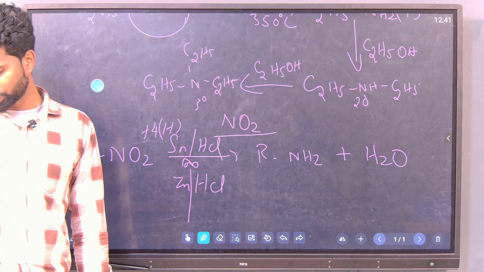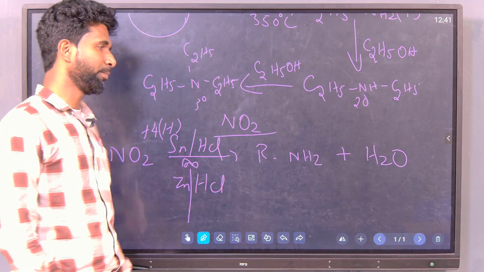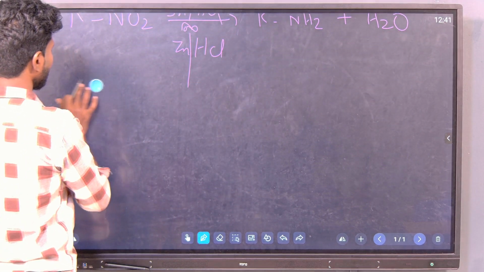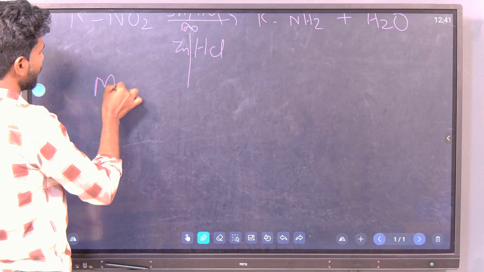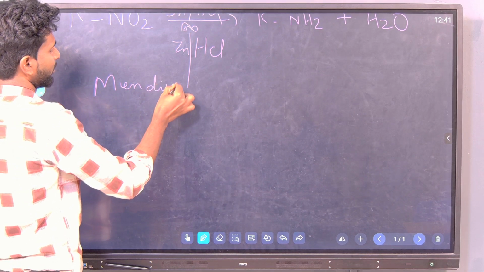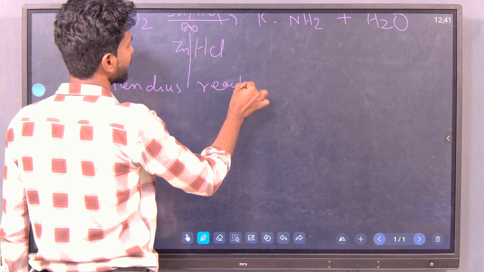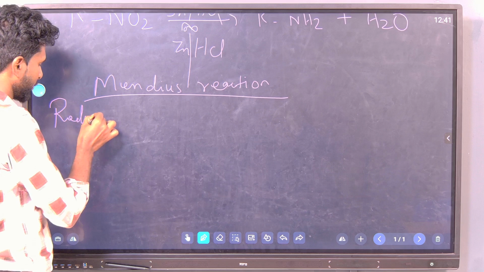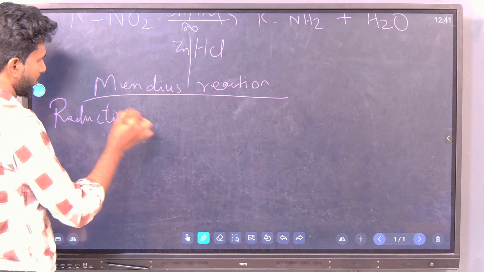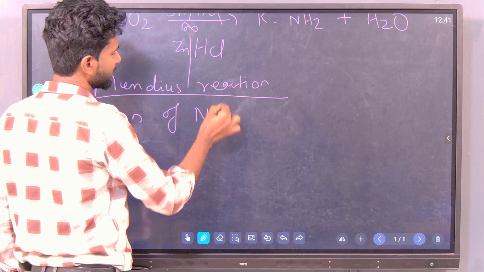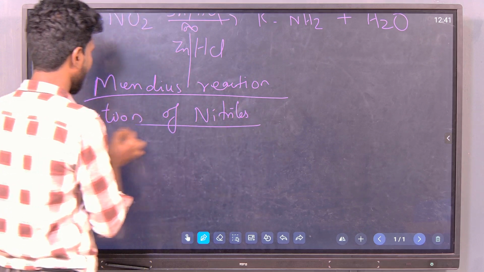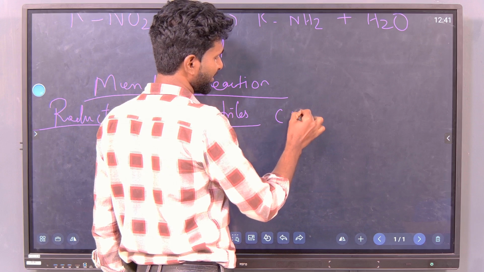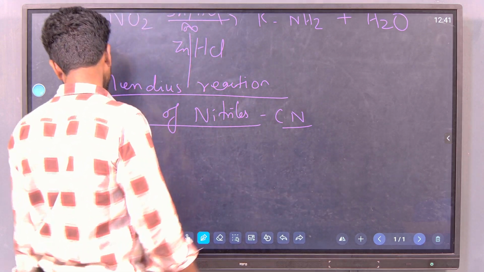Then the Mendius reaction, that is reduction of nitriles. What is a nitrile? In organic chemistry, the CN group makes it a nitrile compound. So, reduction of a nitrile compound.